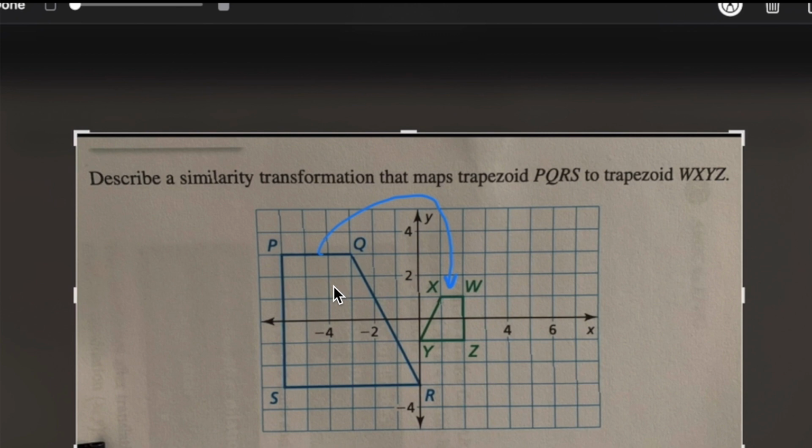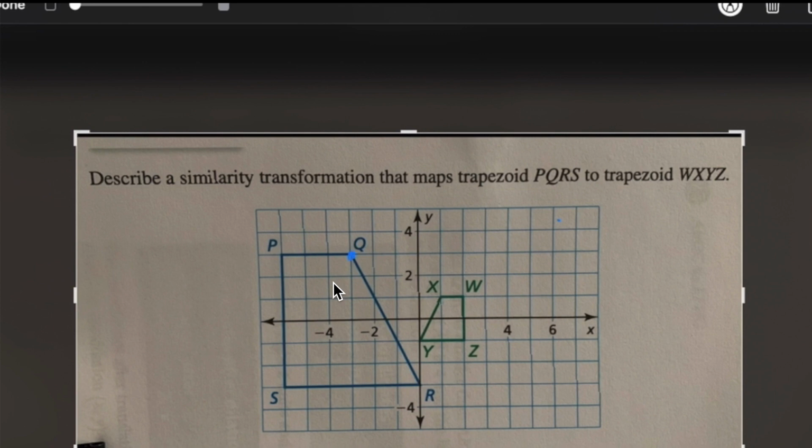So I know that there's been a dilation with a scale factor of 1/3. Remember, the scale factor is the number that's multiplied. You take the original length, you multiply it by the scale factor, and you get the final length. So in this case, the scale factor is going to be 1/3. So what I'm going to do here is pick one point, look at the coordinates, and then scale them down by 1/3.